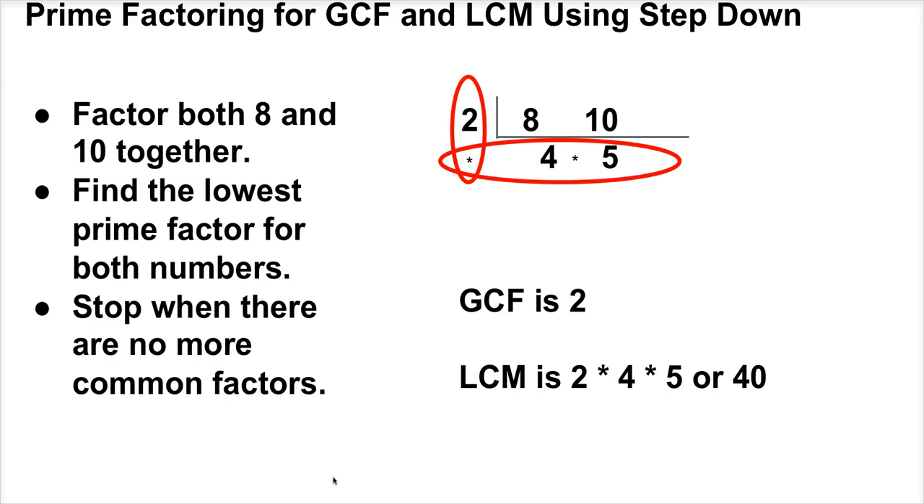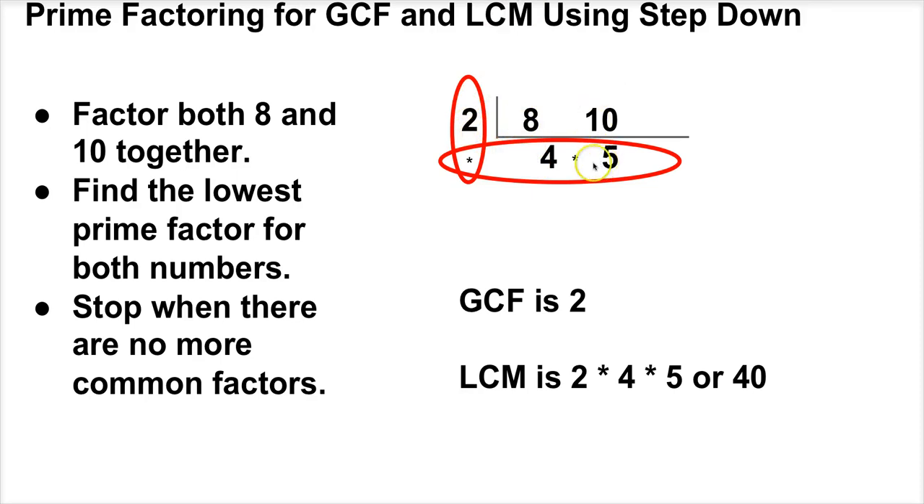So now, I can use the step-down method for prime factoring, and I can get both my greatest common factor and my least common multiple. How would I do that, you say? Well, I'm going to put both 8 and 10. I'm looking for the greatest common factor and the least common multiple. I'm going to put the 8 and 10 inside of my step-down division sign. And I'm going to look at what is the smallest prime number that can go into both 8 and 10. And that smallest prime number is 2. 2 goes into 8 4 times. 2 goes into 10 5 times.